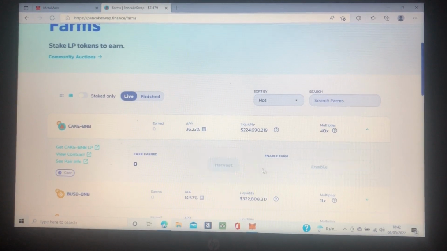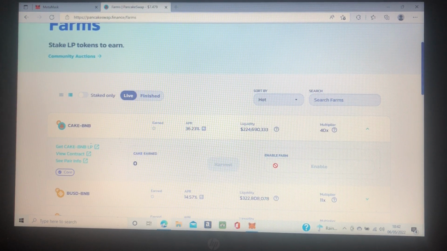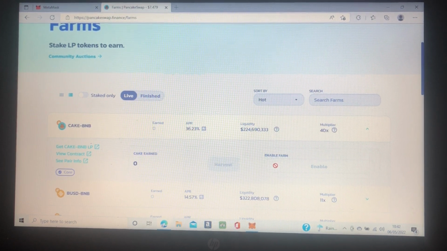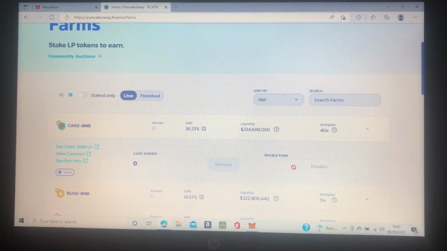So if I had, like from the previous page, enabled the cake BNB liquidity pool, I would get liquidity pool tokens. I will now come here and enable it. When I enable it, let's say in 3 months, 6 months, I want to harvest it. I come here to show me how much cake I have earned, and I harvest. Now what I'm harvesting is the cake earned and my liquidity pool tokens.